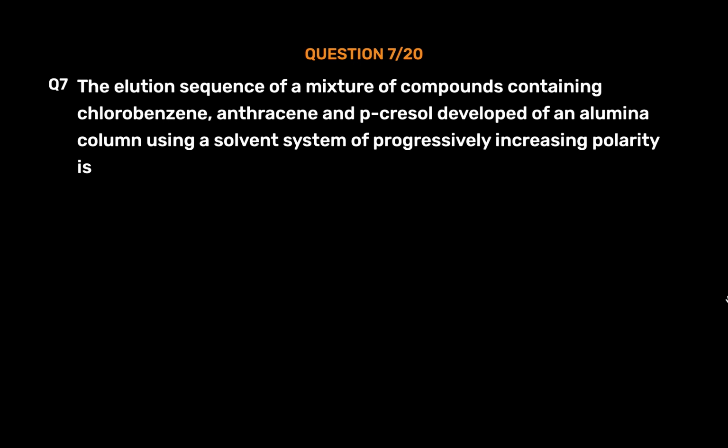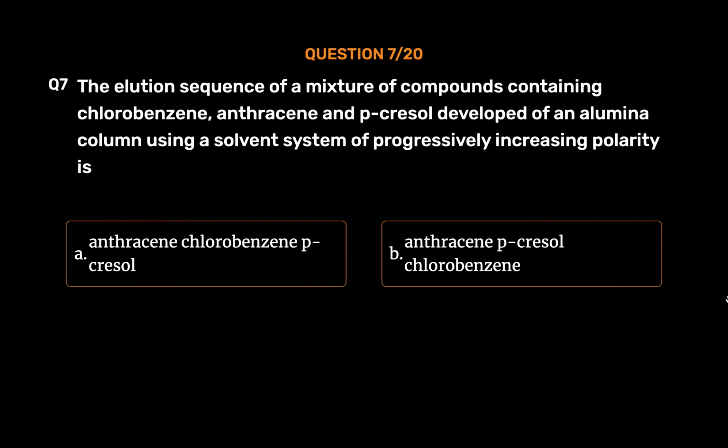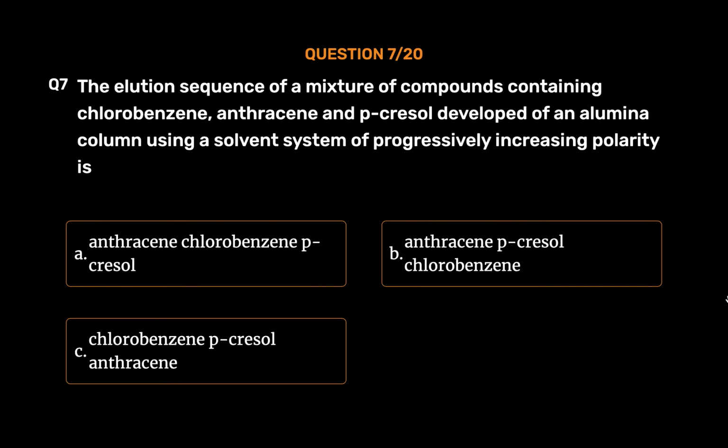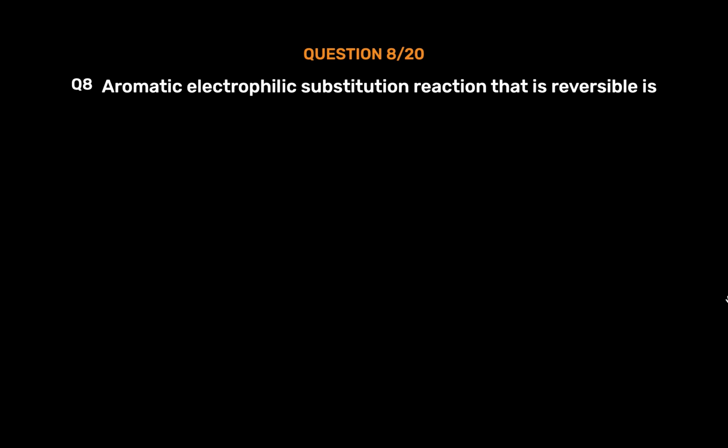Question number 7. The elution sequence of a mixture of compounds containing chlorobenzene, anthracene and p-cresol developed on an alumina column using a solvent system of progressively increasing polarity is Option A. Anthracene, chlorobenzene, p-cresol. Option B. Anthracene, p-cresol, chlorobenzene. Option C. Chlorobenzene, p-cresol, anthracene. Option D. Chlorobenzene, anthracene, p-cresol. The correct answer is Option A. Anthracene, chlorobenzene, p-cresol.